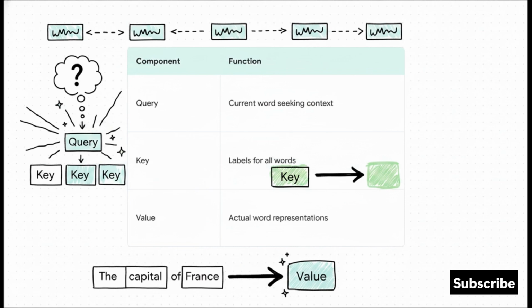Think of it like a database search happening inside a sentence. The query is the current word asking for context. It checks the keys, the labels of all the other words. When it finds a strong match, it absorbs the value, the actual meaning of that associated word. That's how it instantly knows that in the phrase, the capital of France, the word capital strongly relates to France.